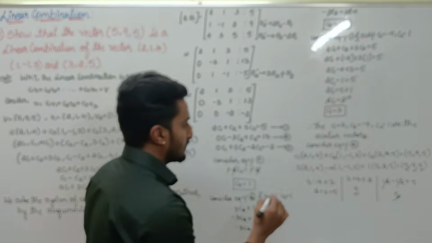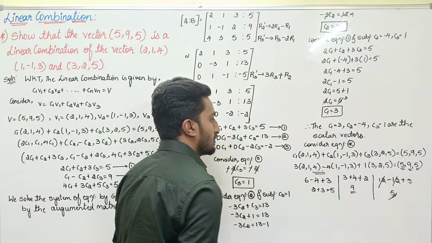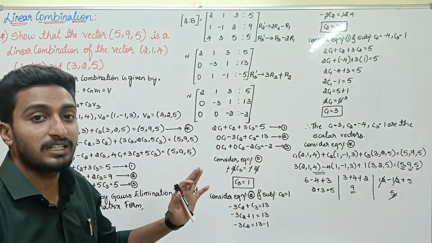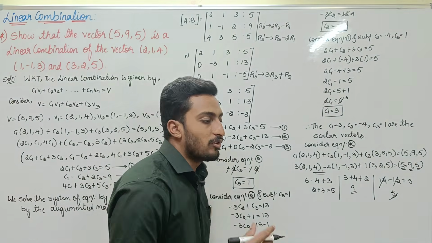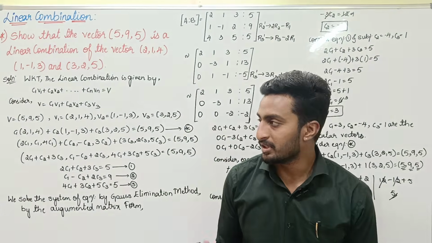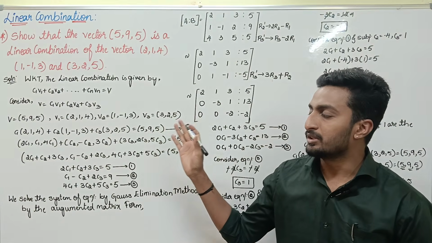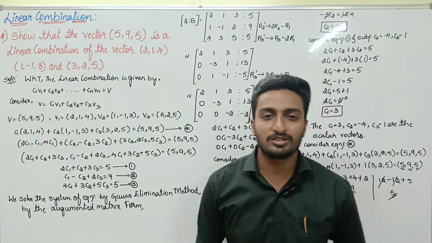This is the main conclusion. This is how we find the linear combination for the given set of vectors, that is, C1, C2, C3. I hope you have understood this problem.